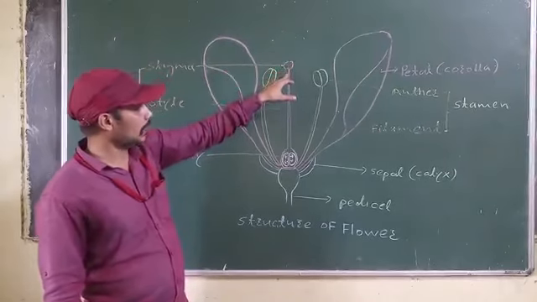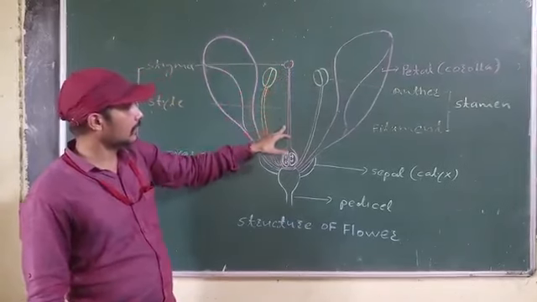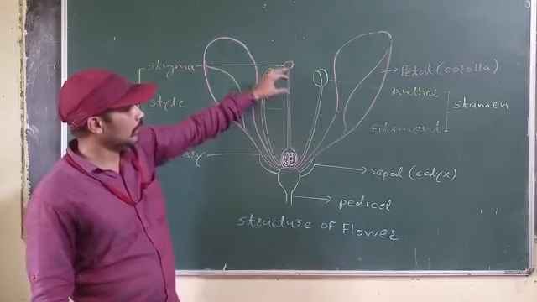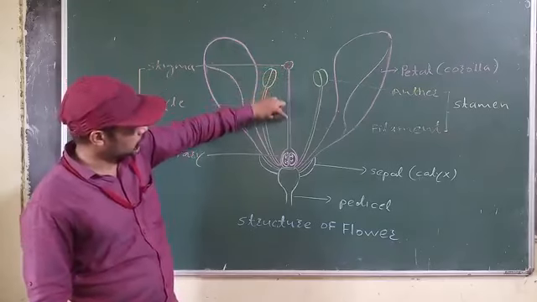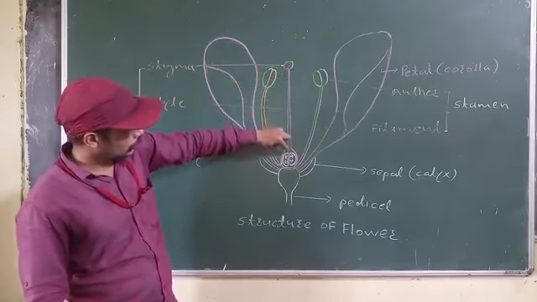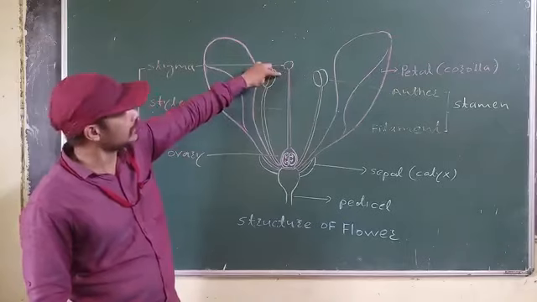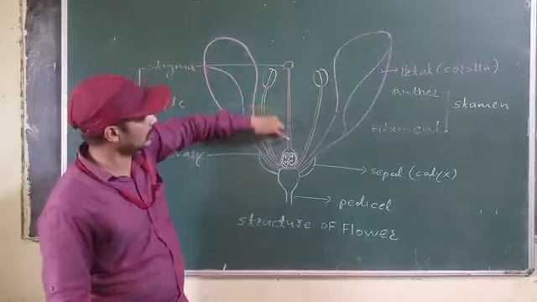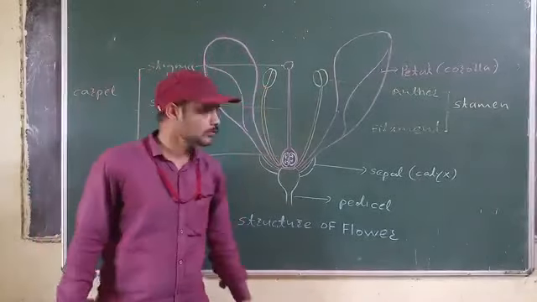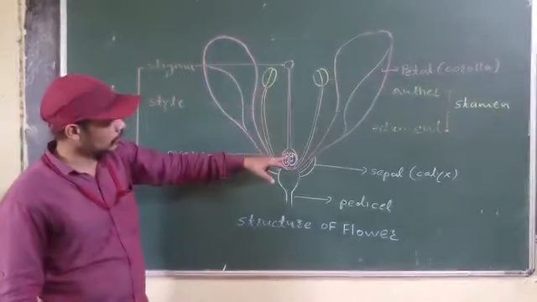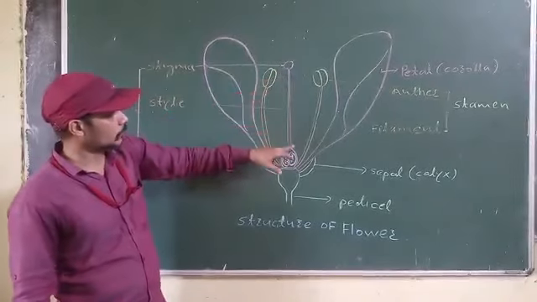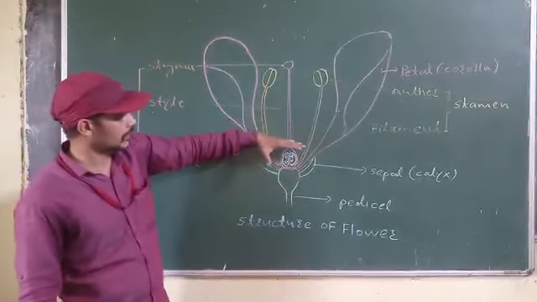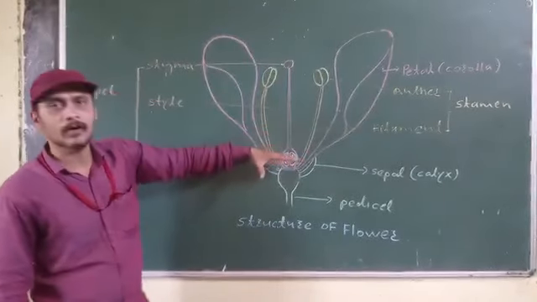Then the next part is called the style. Style is a narrow tube-like structure which begins from the stigma and ends in the ovary. That is the style. The third one is the ovary, which is generally located toward the base of the flower.